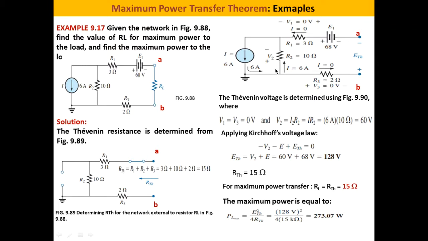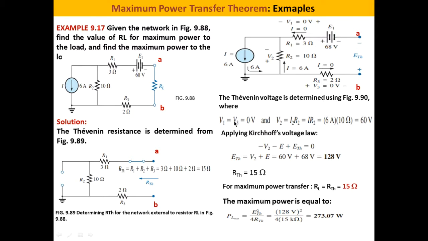Now we return back all the sources, keeping AB open, and we determine the voltage across AB. So as you can see here, since it is an open circuit, the voltage is 0. There is no voltage drop across. Here we have the voltage source, and here we have the current source in parallel with R2. So we have to calculate the voltage across.